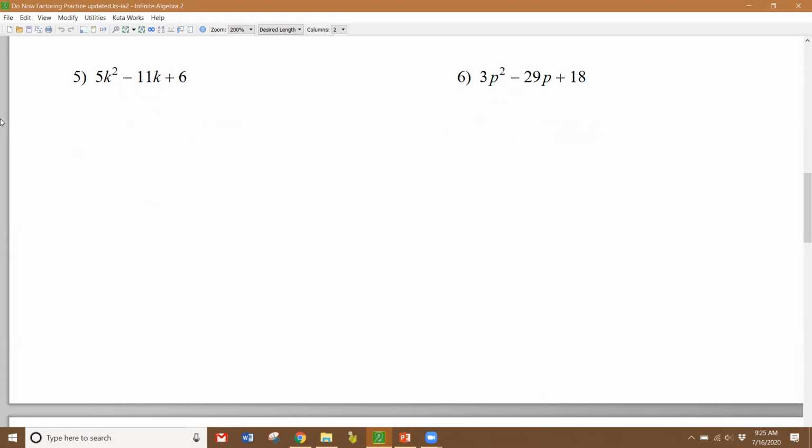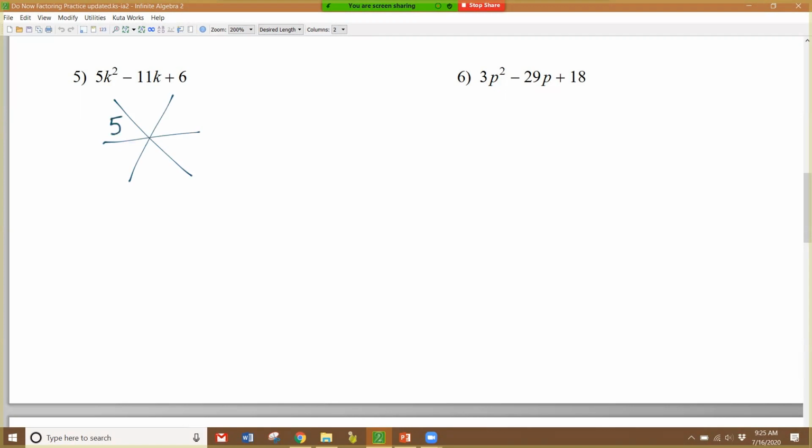The last two are back to three terms, so I'm going to quickly glance through to see if there's a greatest common factor. So you have 5, 11, and 6. I can't divide 5, 11, and 6 by anything, and there's not a k in all three terms, so I'm automatically going to my asterisk.